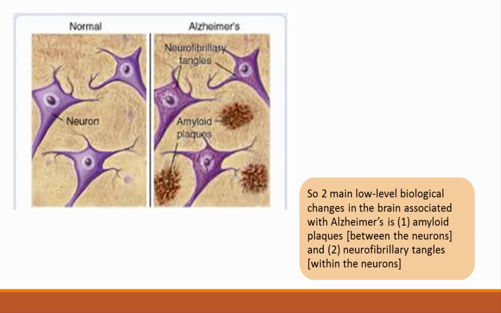So the two major things that happen in the brain with Alzheimer's that you need to know about is, one, there are amyloid plaques, right, accumulated waste products of dead neurons in between the neurons, and there's also neurofibrillary tangles even within the neuron structure, so within the axon.